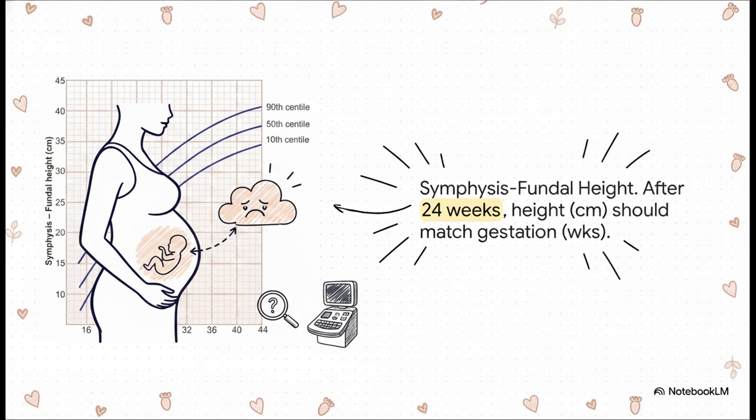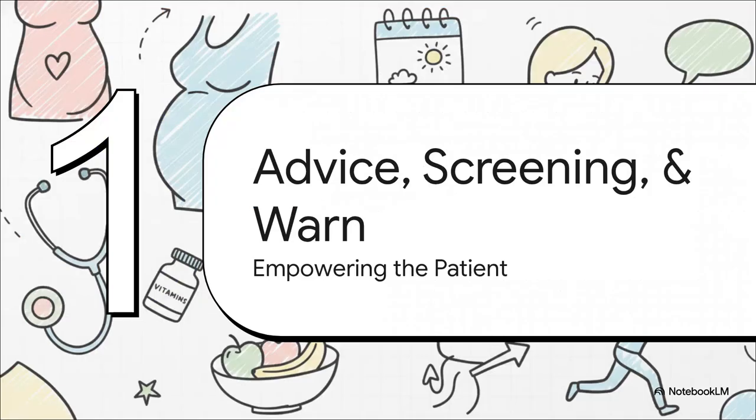Now, if your measurement is consistently falling below that 10th centile line, that's a red flag for fetal growth restriction. On the flip side, if it's way above the 90th, you might be thinking about things like polyhydramnios or even a multiple gestation pregnancy. Either way, a big deviation is your cue to order an ultrasound.